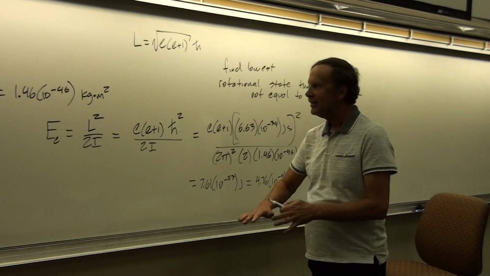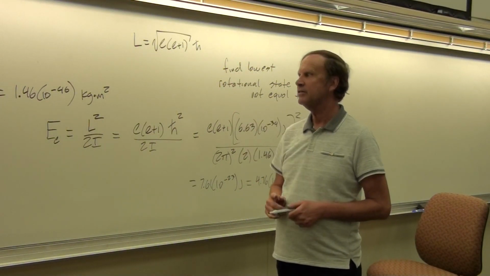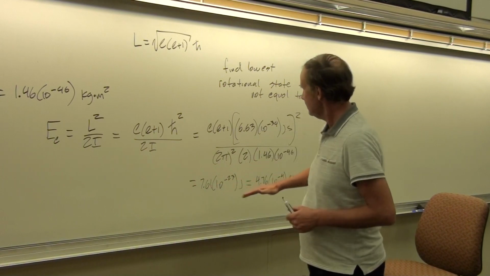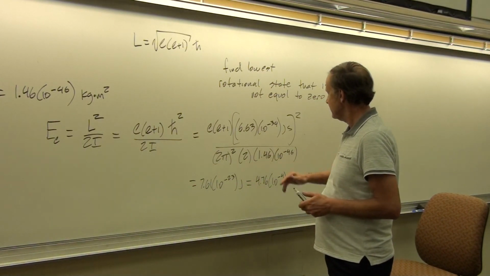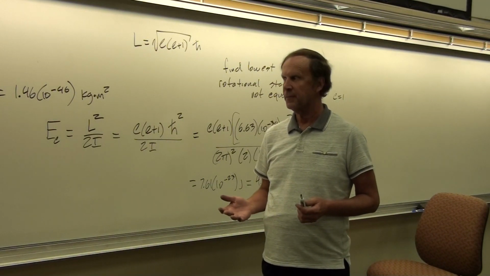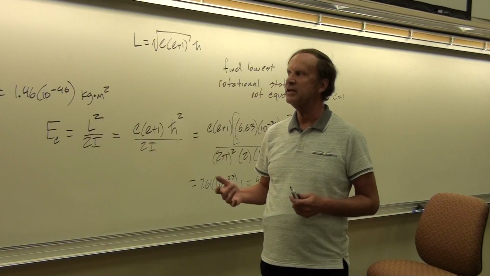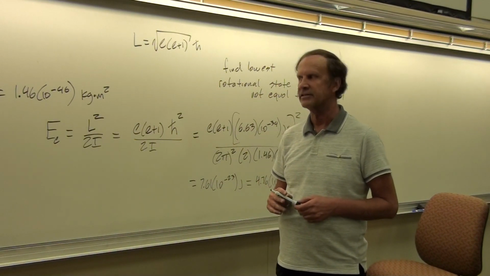Okay, and so the energy levels go up, but they go up relatively slowly in increments of something like a 10,000th of an electron volt. Now again, photons that are in this frequency range tend to be in the microwave part of the electromagnetic spectrum.